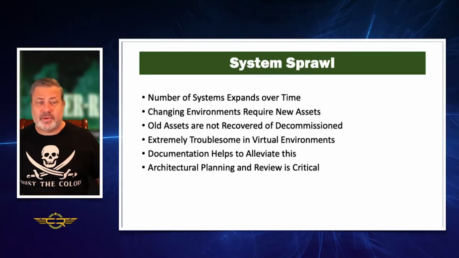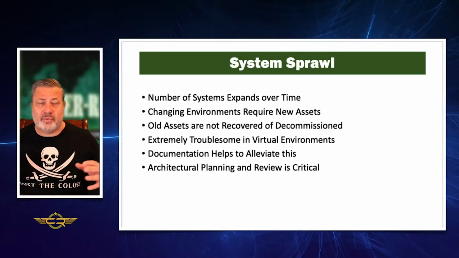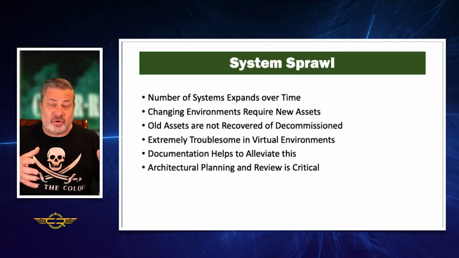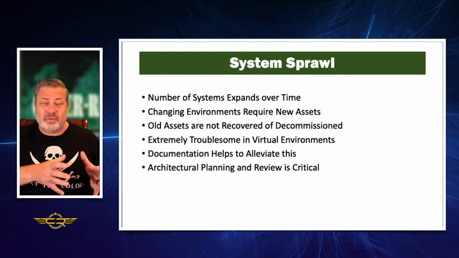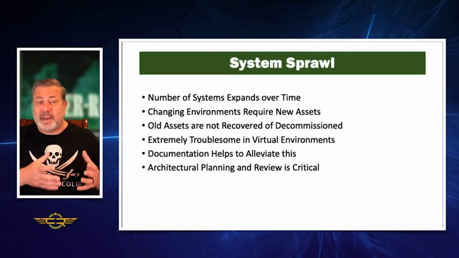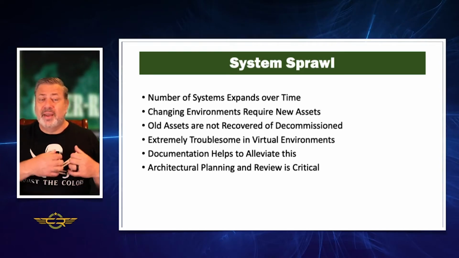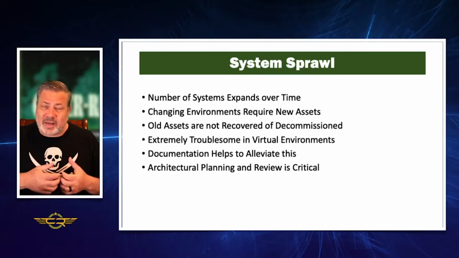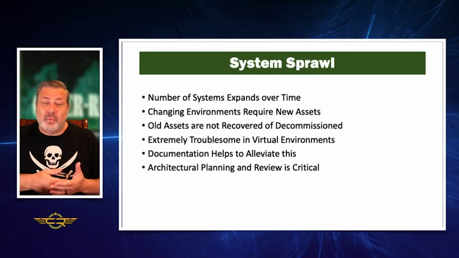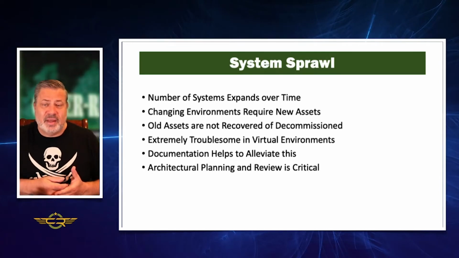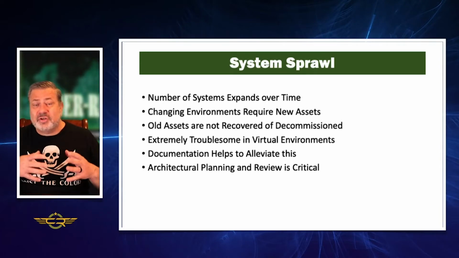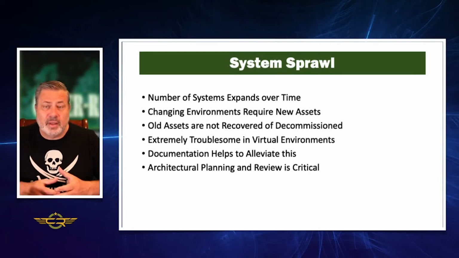We can spin these things up in something like AWS or Google Cloud or Azure, and they may sit out there. We may do a little bit of testing, spin up 10 or 20 or 50 servers, go do something, and forget that those servers are out there running. Now we're paying for them. Now there are vulnerable systems out there. Depending how they're configured, they may be a giant gateway into your environment. Documentation helps alleviate this. Following processes helps alleviate this. Architectural planning and review is critical to this. Change control and change management is critical.